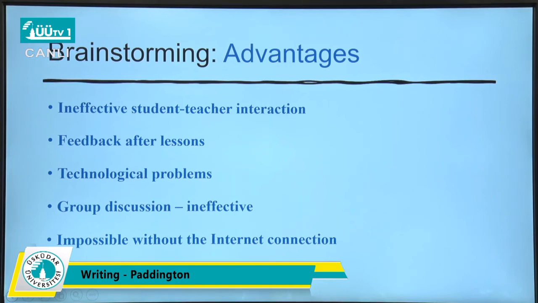And next one, impossible without an internet connection, right? You cannot force everybody to have an internet connection at home. And it is actually the biggest problem. If you don't have internet, don't think about online courses or online lessons, right? So these are the disadvantages of online lessons.